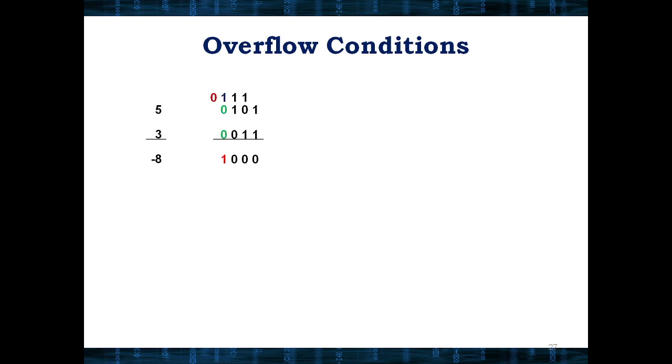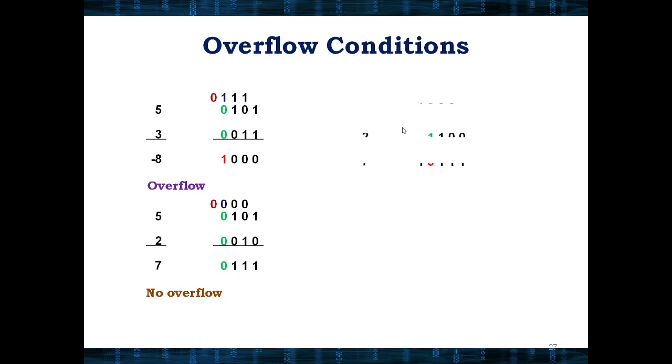So we'll see a few more examples here. So +5 and +3. Here we should actually get +8, but when you add this, you will get -8. So it is an overflow condition. Next, +5 and +2, that is +7. We will add this. Okay. So it is no overflow because it is +7. So no overflow condition.